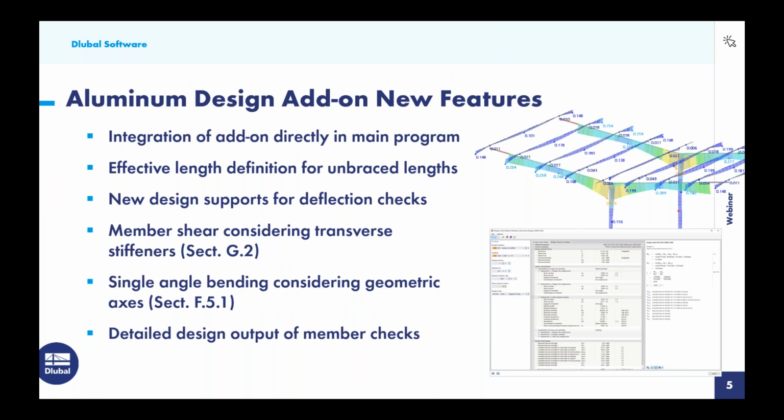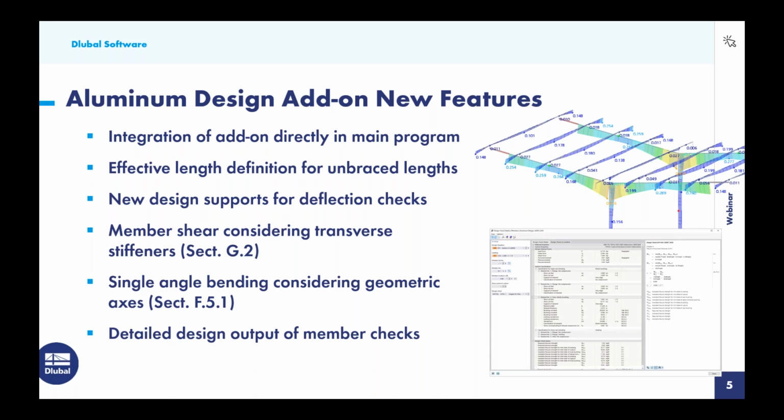So let us talk about a few new features that we have within RFEM 6 related to aluminum design when we compare this to what we previously offered in RFEM 5. As mentioned, this aluminum design add-on is going to be better integrated in the main program. In RFEM 5, we previously had to open up a dialog box and define information like unbraced lengths. In RFEM 6, as we model the members, including the cross-section and the materials, we can also define immediately the effective lengths.